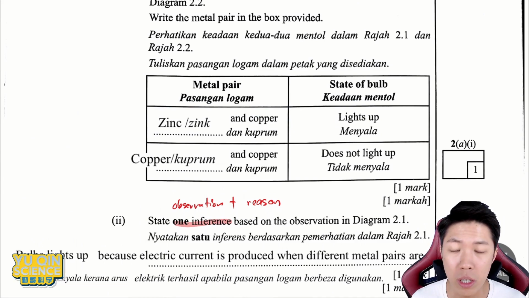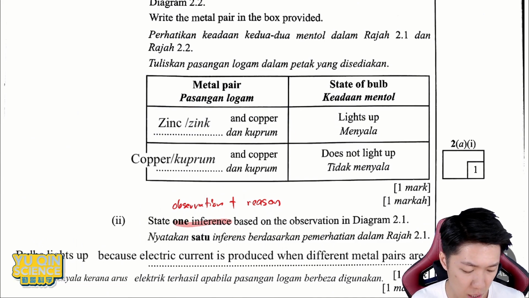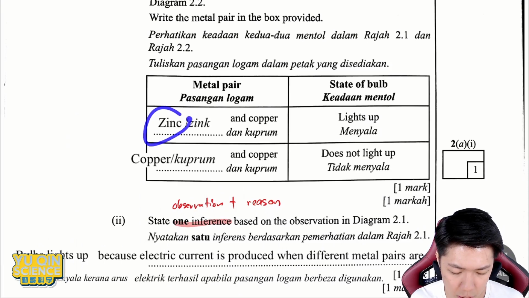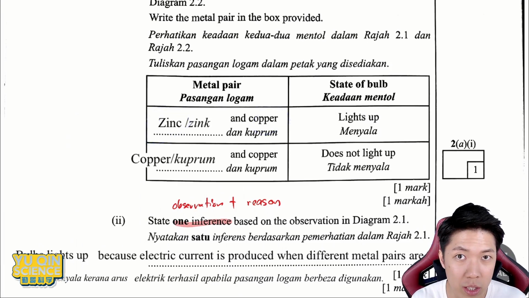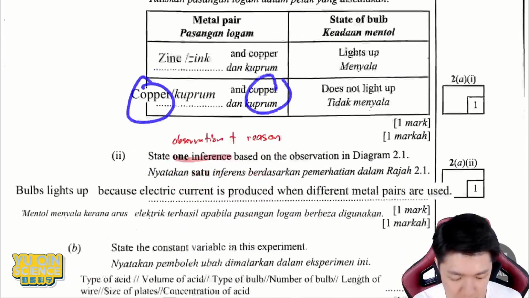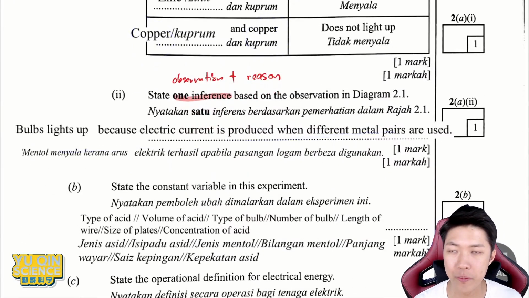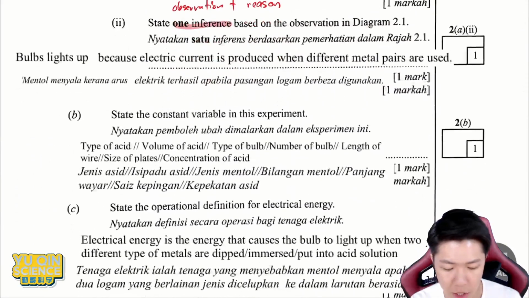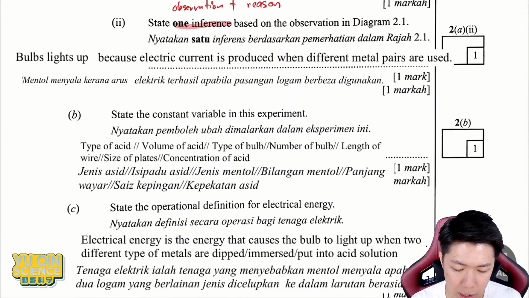Got electricity. Why got electricity? Because different metal got electricity. If the same one, then don't have. Okay, can? Right, that's how you explain the reason. Okay, next one. State constant variable, 固定性变数, things must not change.